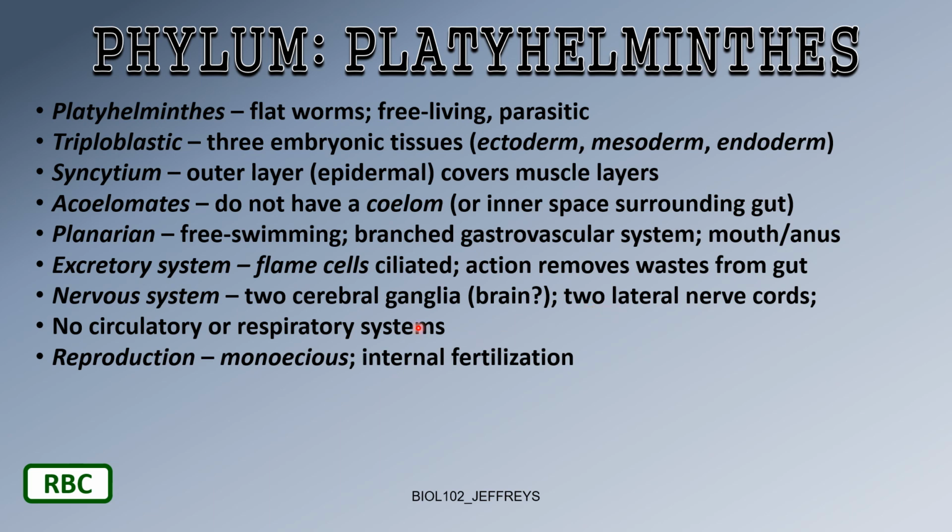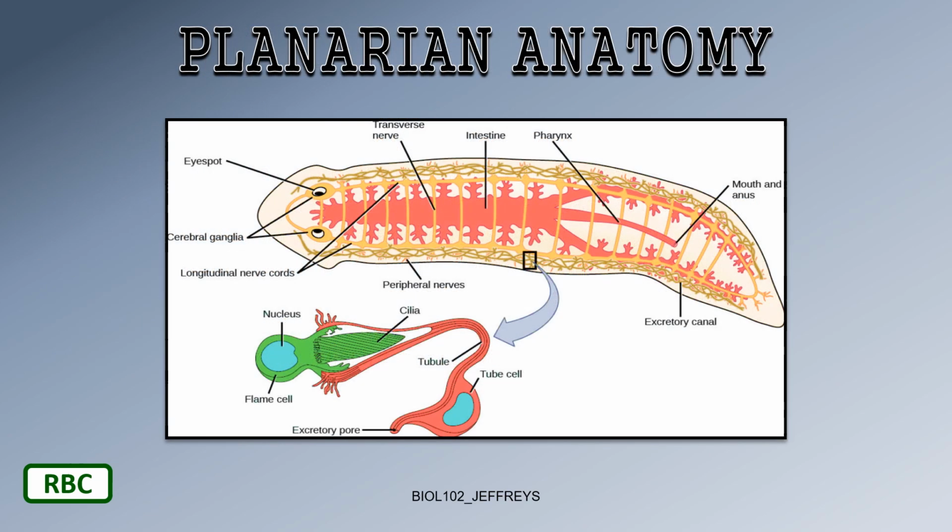And then from the ganglia are two nerve cords, lateral because they're on the side of the animal. So you have one going down the left side, one going down the right side. There is no circulatory system and there is no respiratory system. These animals just exchange respiratory gases through their skin. On the reproduction side, these animals are monoecious and fertilization occurs inside. So here's a planarian.